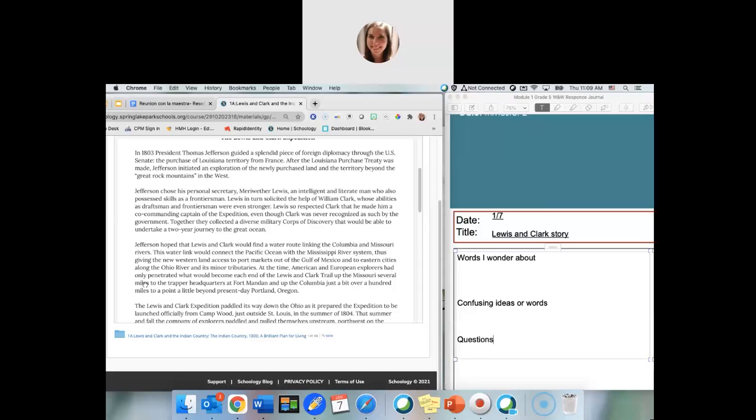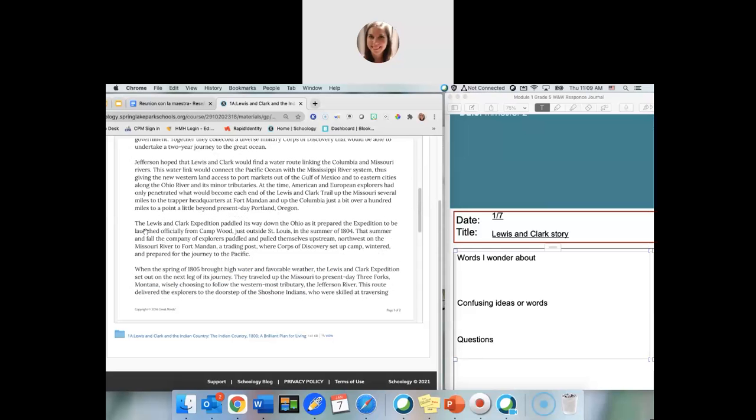This water link would connect the Pacific Ocean with the Mississippi River system, thus giving the new western land access to the port markets out of the Gulf of Mexico and to the eastern cities along the Ohio River and its minor tributaries. At the time, American and European explorers had only penetrated what would become the Lewis and Clark Trail up the Missouri several miles to the trapper headquarters at Fort Mandan and up the Columbia just a bit over 100 miles to a point a little bit beyond present-day Portland, Oregon.